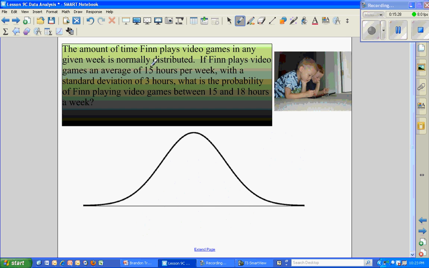The amount of time Finn plays video games in any given week is normally distributed. Remember, I told you it has to say that. If Finn plays video games an average of 15 hours per week with a standard deviation of 3 hours, what is the probability of playing video games between 15 and 18? So let's see if that works out nicely, if we're going to have to run a z-score on that.